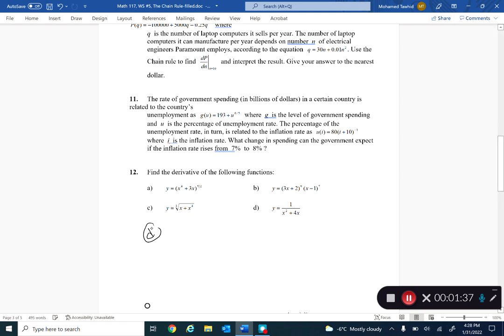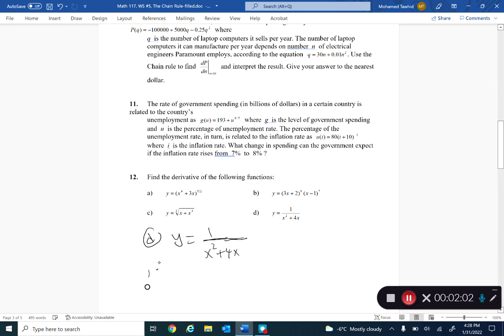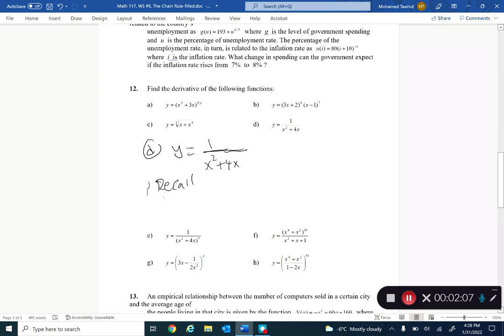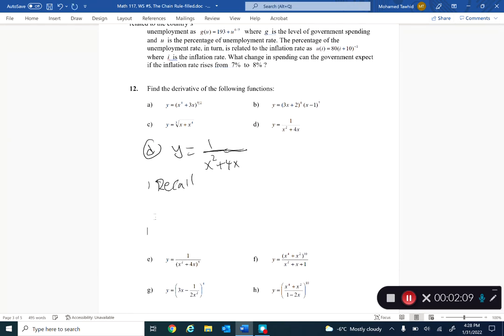For D, you have y equals 1 over x squared plus 4x. You can solve this by using the quotient rule because it's a fraction. 1 divided by something means it's a quotient rule. But some people don't like to apply the quotient rule. Then what they are going to do is recall something.